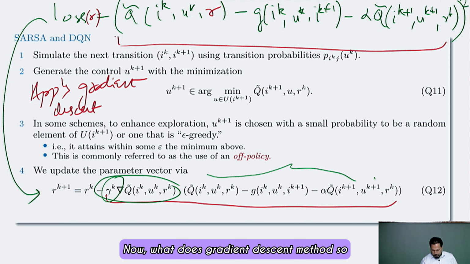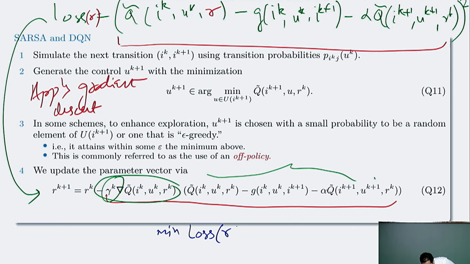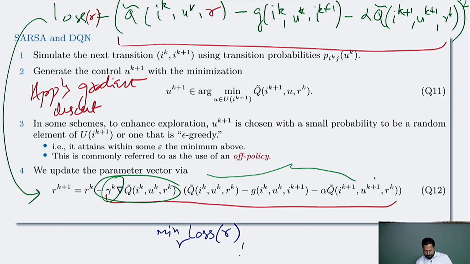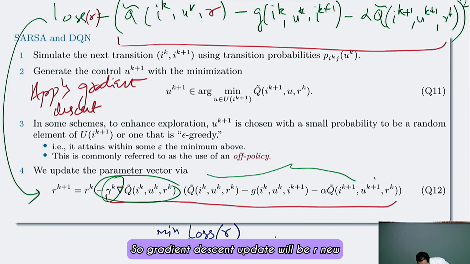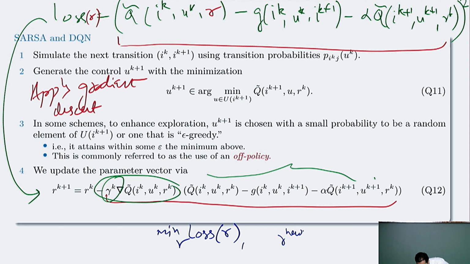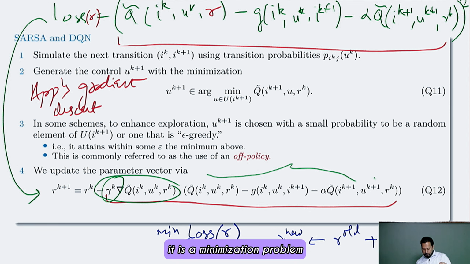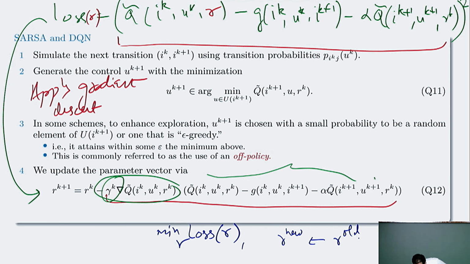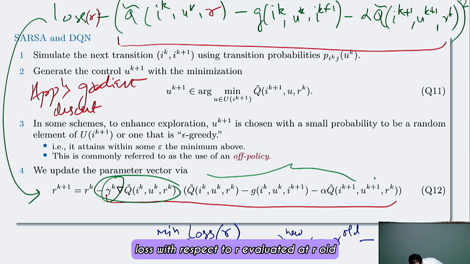Now what does the gradient descent method say? Our optimization problem is to minimize the loss with respect to r. This is the problem we are solving. The gradient descent, or the stochastic gradient descent if it's one sample at a time, or a mini batch, but that's just a simple thing to do. The main thing is that this is gradient descent. So the update will be r new equals r old, but since it's a minimization problem, we have to go in the negative gradient direction, where the negative gradient direction means we are decreasing the function. So minus grad of loss with respect to r evaluated at r old.